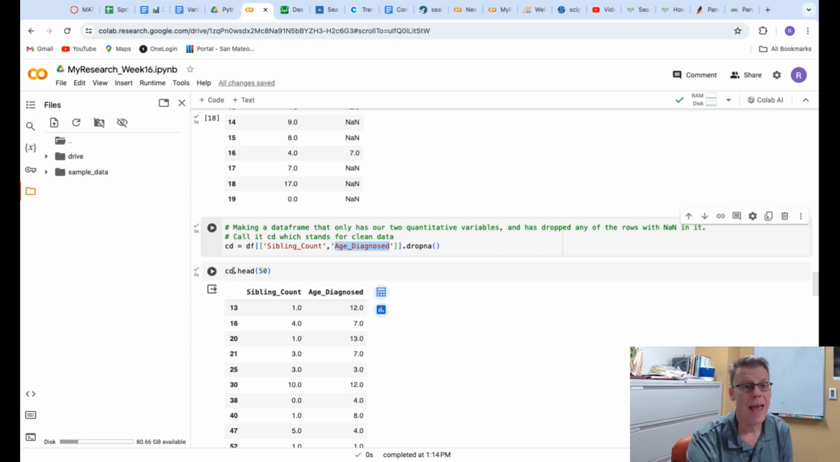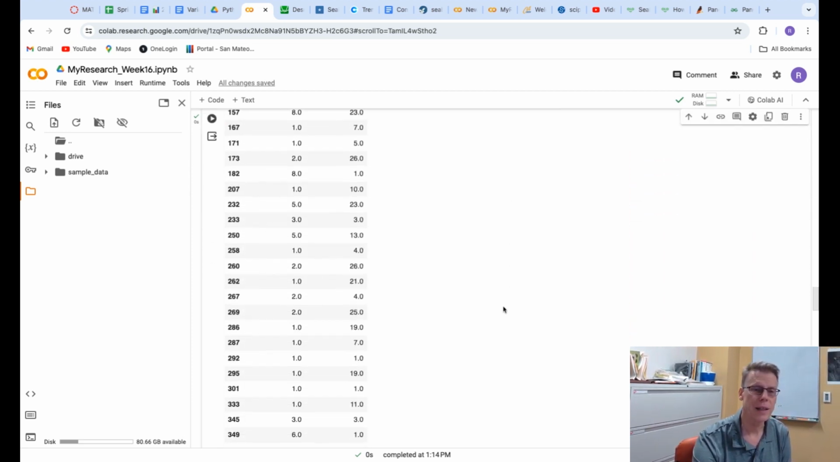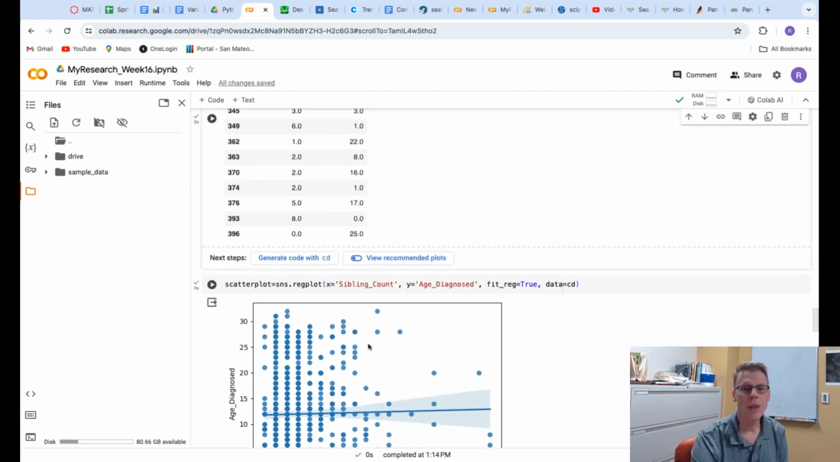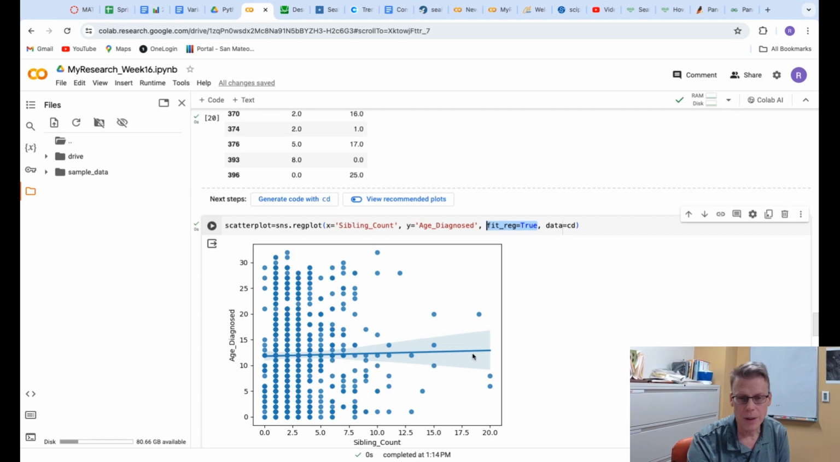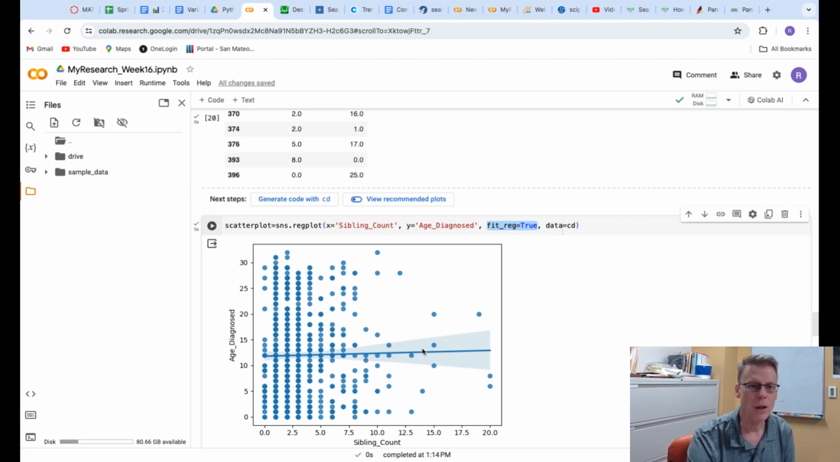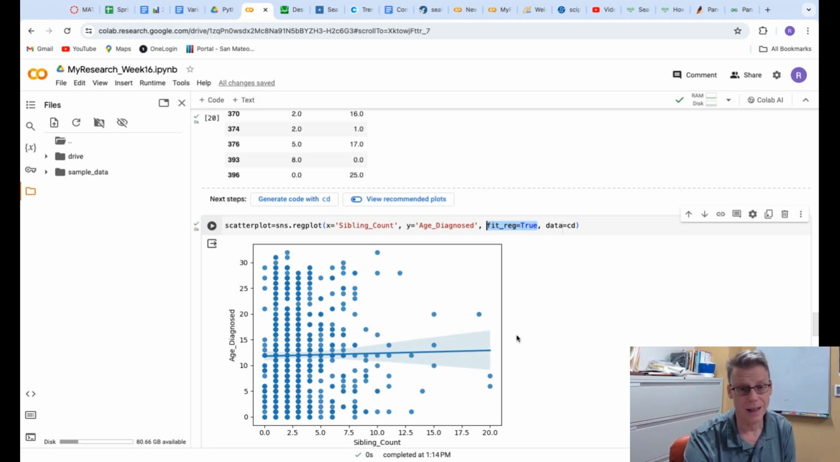So I made a completely different data frame. Instead of DF, now when I do stuff with it, it's CD, okay? So that's the first thing I did, drop the NANs. Then I went ahead and did that scatter plot again. It's really the same thing. The only thing I did is I did the best fit line and had that show up. So this is the line that's closest on average to all of these dots. And it just doesn't look like anything's happening here at all. It just doesn't seem like a good fit for this blob of dots.